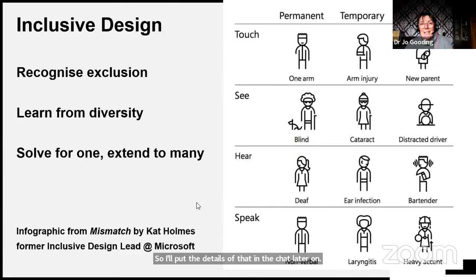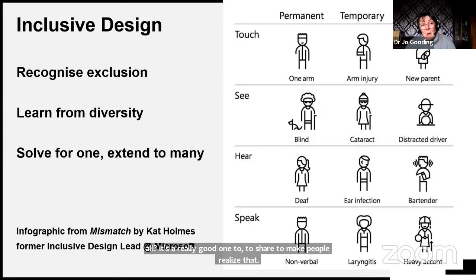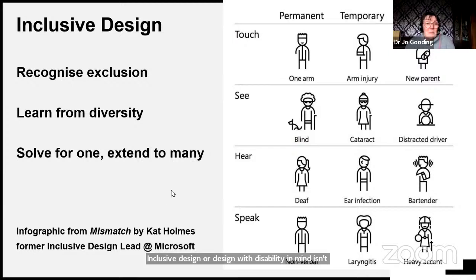Has anyone else seen that infographic before at all? It's a really good one to share to make people realize that inclusive design, or design with disability in mind, isn't just a niche. It's something that can affect us all.